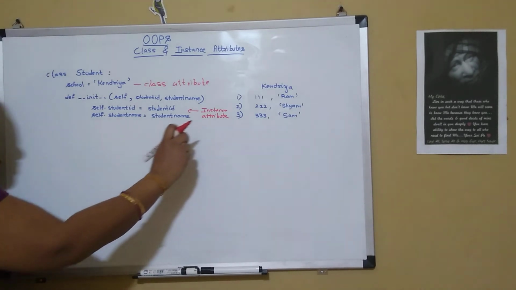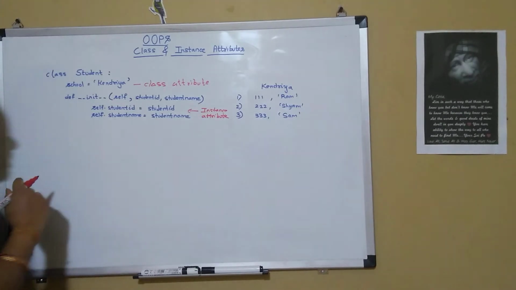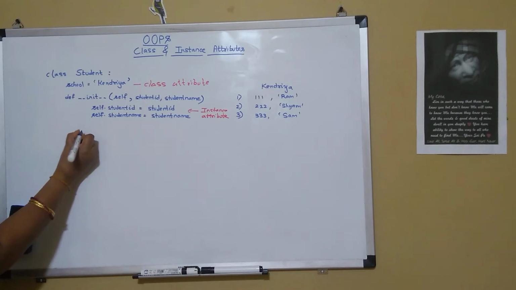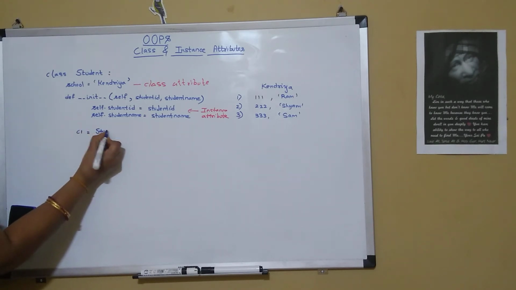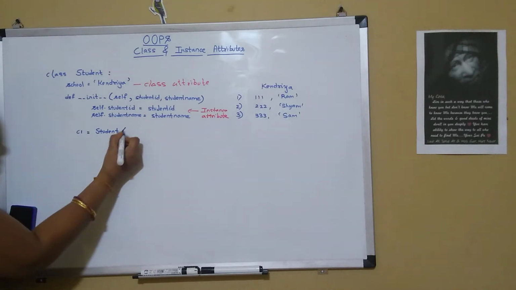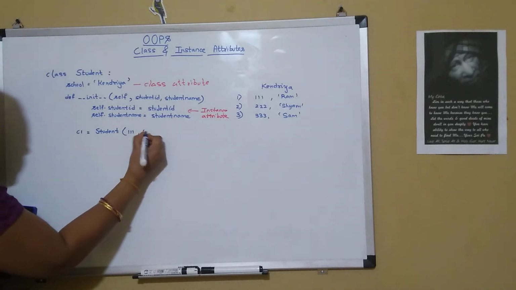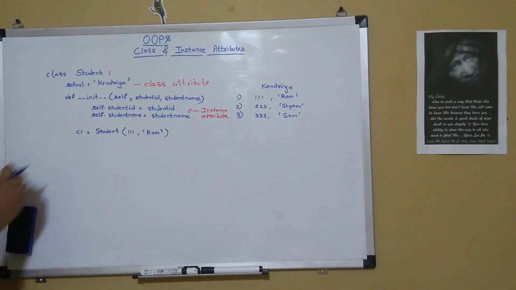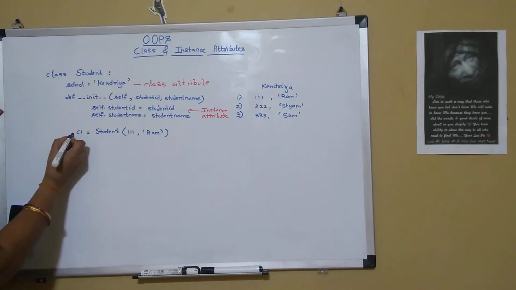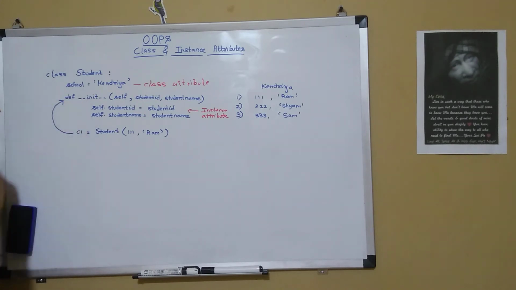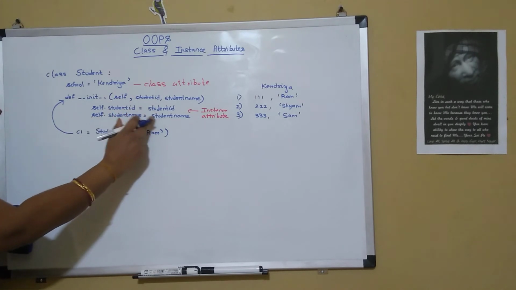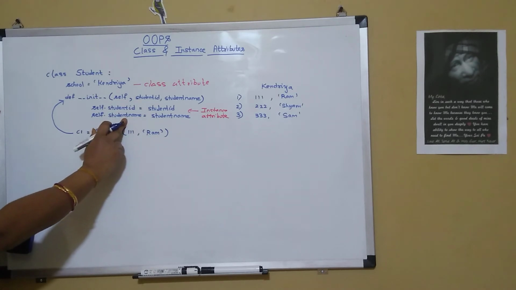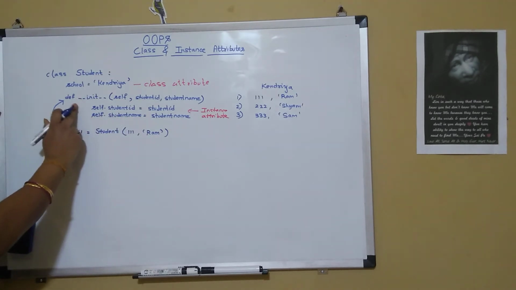So now if we want to create for each of the students, we have to create an object. So firstly, let me say C1 equal to student 111, that is the student ID, and then Ram is the student name. So when I give this particular statement, it calls the init method, initialization method, and it assigns values to student ID and student name as 111 and Ram. So initialization of variables takes place in the init method.